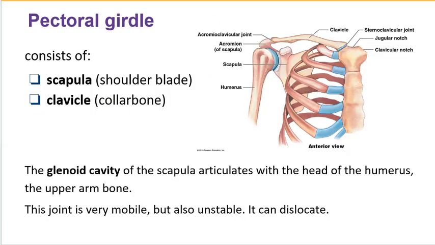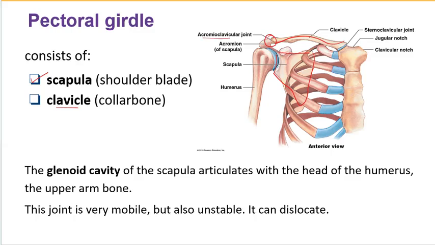Let's start with the pectoral girdle, or shoulder girdle, which means the bones connecting our upper limb to the axial skeleton. In this part we have two bones: the scapula, or shoulder bone, which you can see here, found in the back of the body as a triangular-shaped bone, and the clavicle, an S-shaped bone that you can find on the anterior view of your body. These two bones connect together through the acromioclavicular joint.